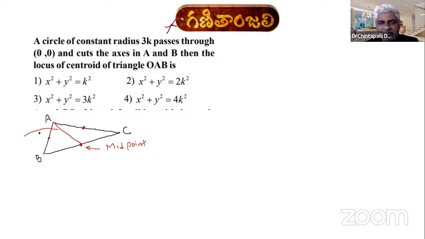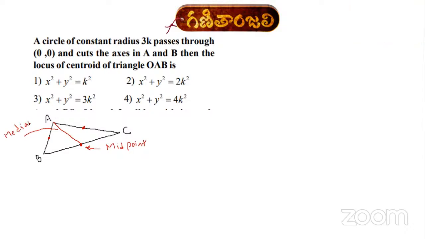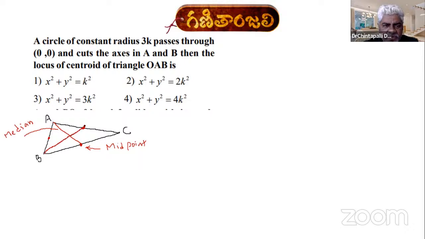Sankirti? Joining a vertex and the midpoint of its opposite side is called a median. Yes, this is the median through A. This is the median through B. This is the median through C.